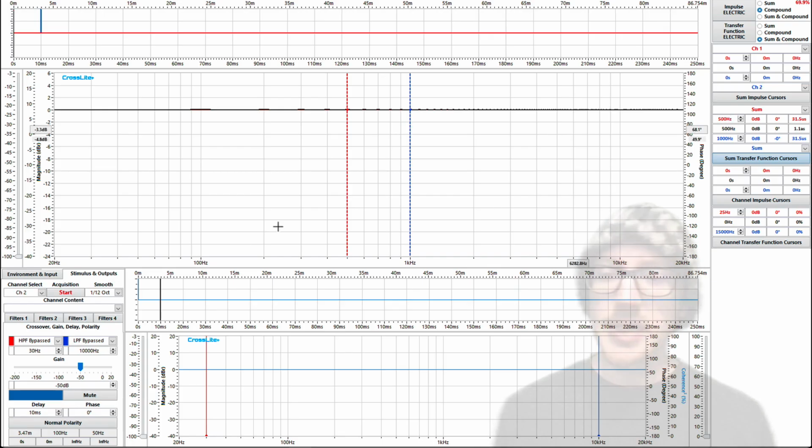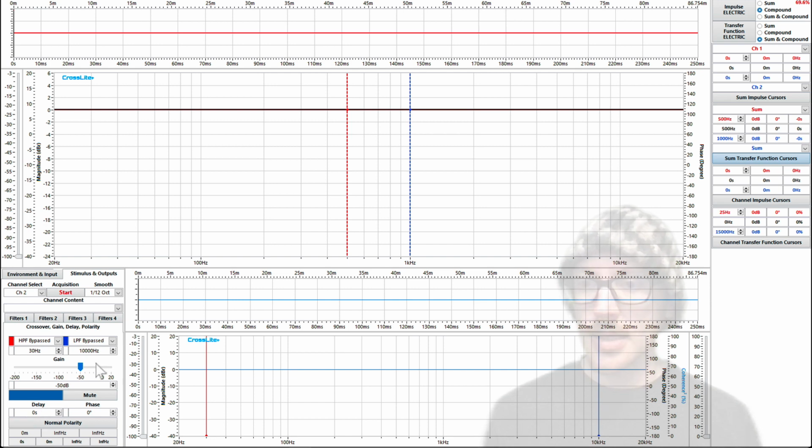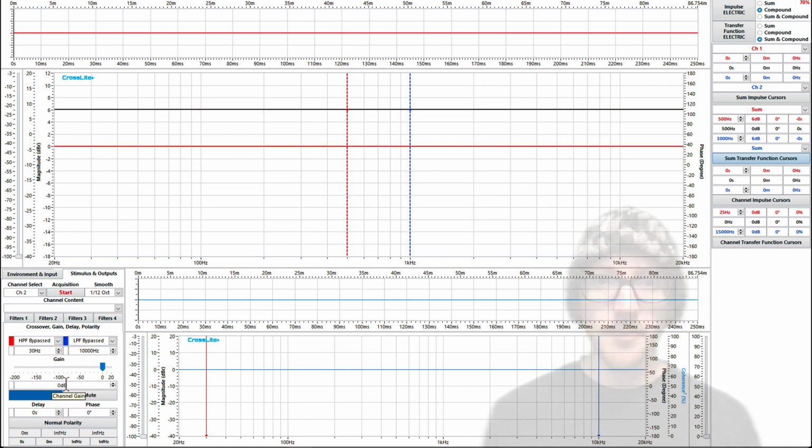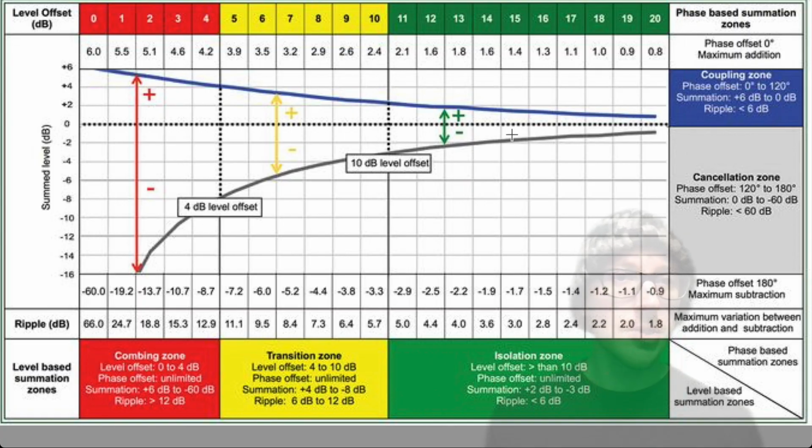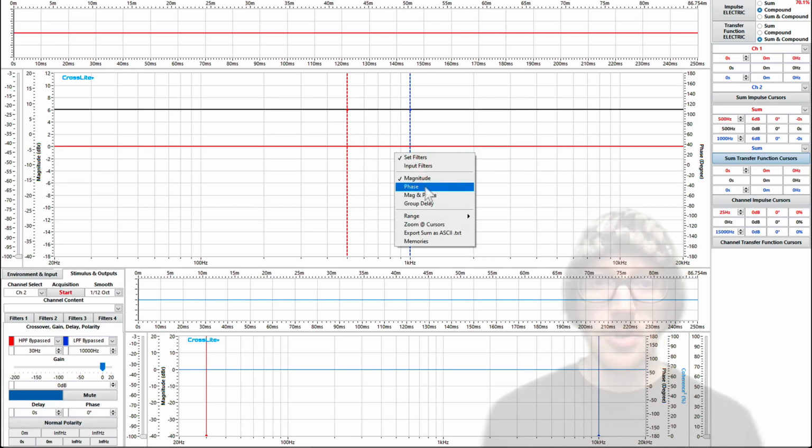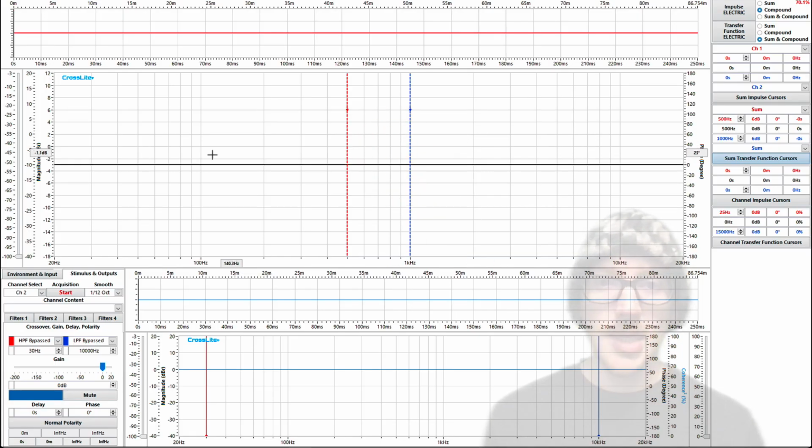Now let's look at the phase-based summation zones. So I'll take off my delay here. I'll take off my gain change. So now we're back to where we were. So let's switch to looking at phase. So I'm here on the phase graph. Everything's 0 because I haven't introduced any change yet.